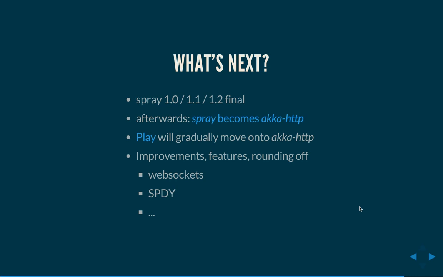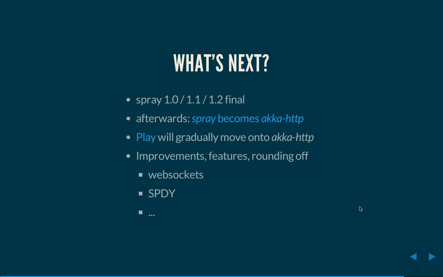We do a triple release because Spray currently targets 3 different Akka versions. So you can use the current version with Akka 2.0 and Scala 2.9, or Akka 2.1 and Scala 2.10, or Akka 2.2 and Scala 2.10. So whatever floats your boat or wherever you're stuck, we have something that you can use.